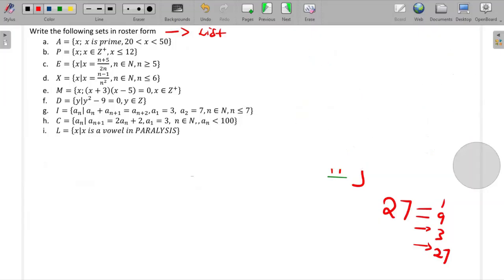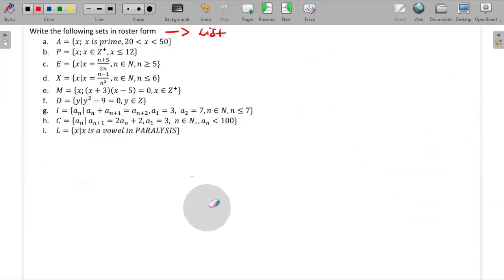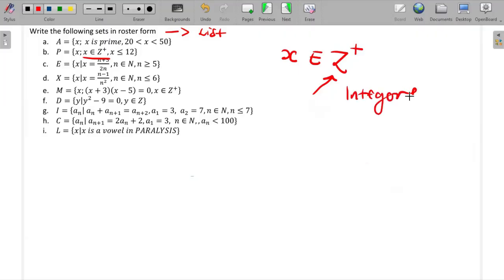Okay, let's check what part B is saying. So part B is saying P is a set of x, such that x is a member of Z, and then they've written plus like that, okay? So in sets, whenever you see Z, Z represents what we call integers, okay? So integers are those numbers that you see on the number line. So 0, -1, -2, 1, 2, okay? These are what we call integers.